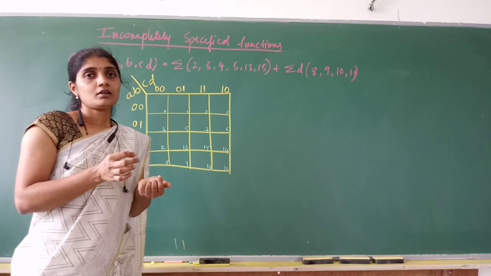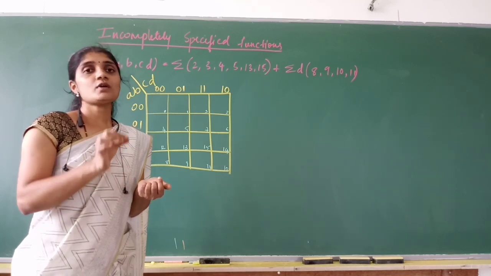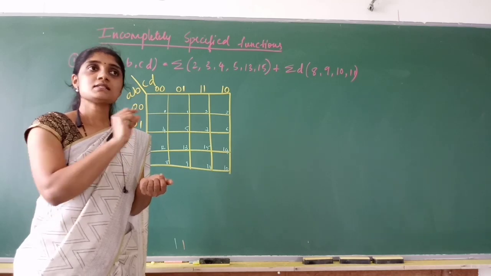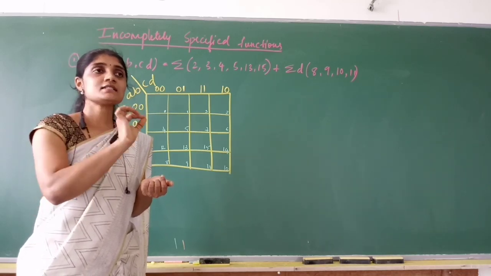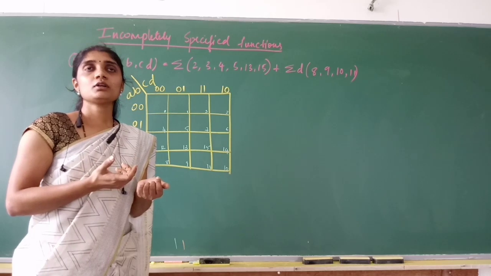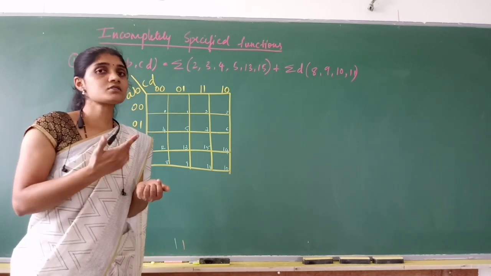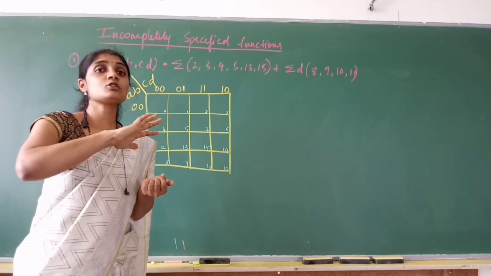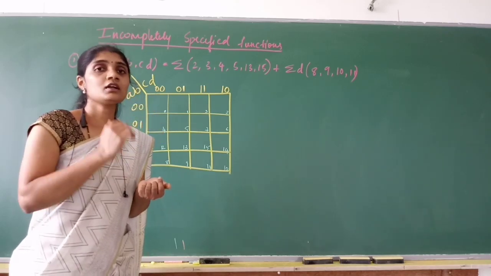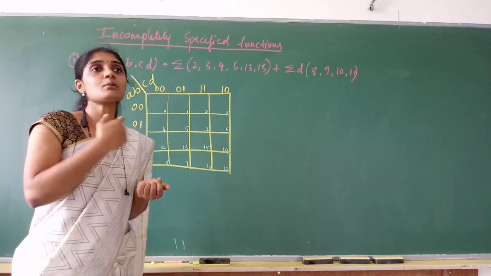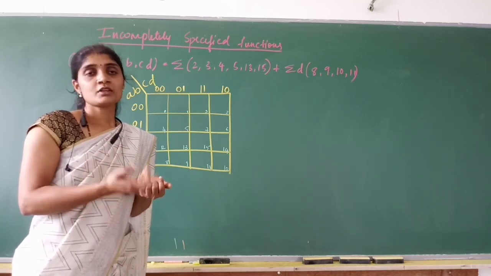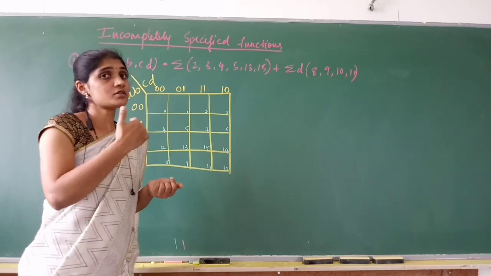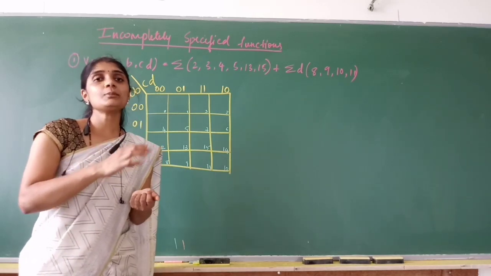If the output value is not known for some combinations of input, that means 0, 0, 0, I know output is 1. 0, 0, 1, what is the output? I don't know whether the output is 1 or 0. So, for some combinations of inputs, if the output is not defined, not known, those functions are called as incompletely specified functions.